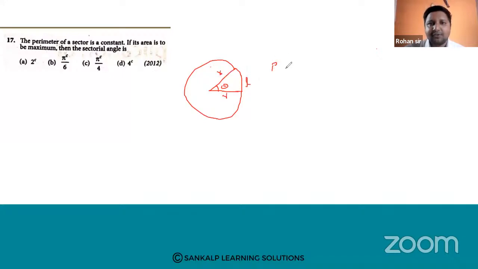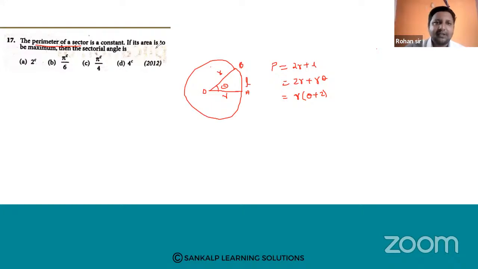Here we require two formulas. One is the perimeter of the sector. The sector is the region bounded by two radii and an arc. Here AOB is a sector and the perimeter of the sector will be equal to 2r plus l. The length of the arc is given by r theta. So we can write it as r common, r times theta plus 2.